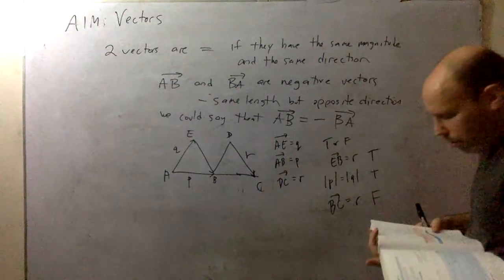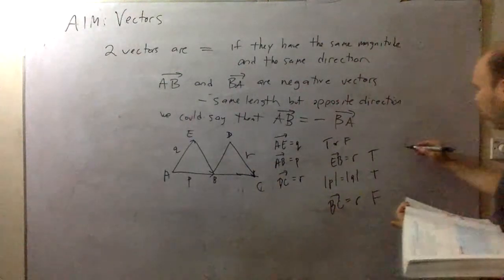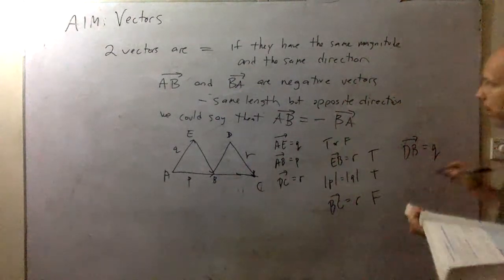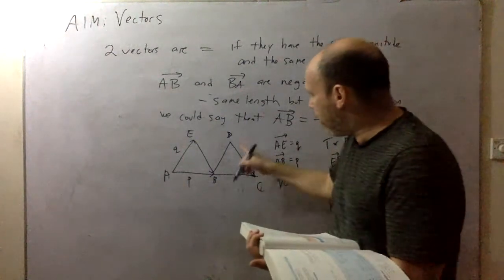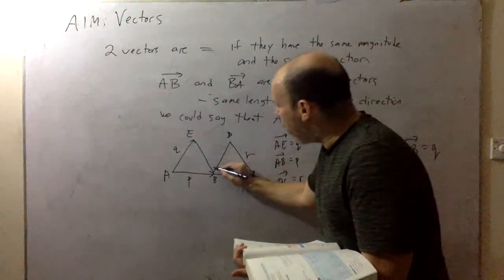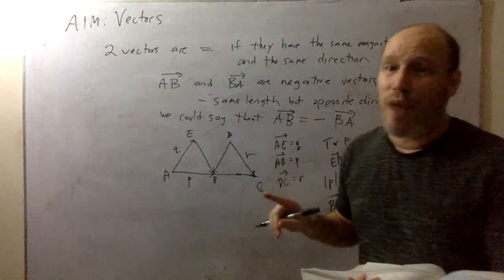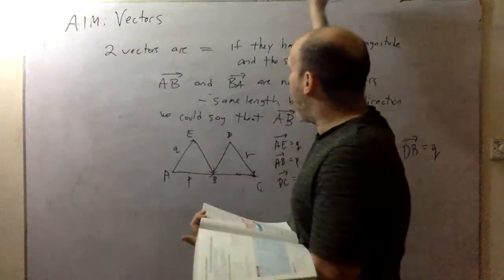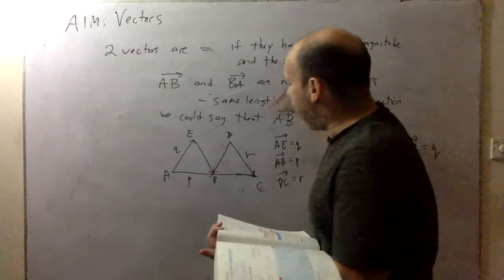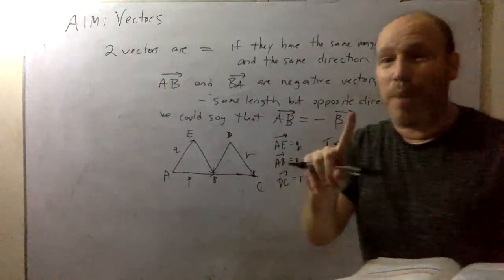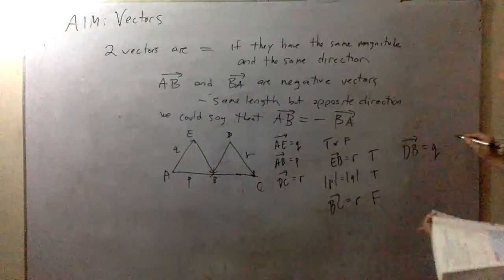Let's try another one. DB is Q. Vector DB is Q. No. Although it's the same magnitude, they're going in different directions. AE is going up. DB is going down. They're not equal. They may have equal magnitudes, but different direction. False.